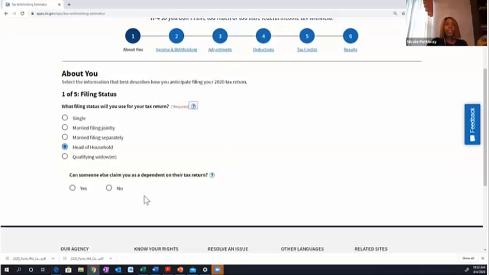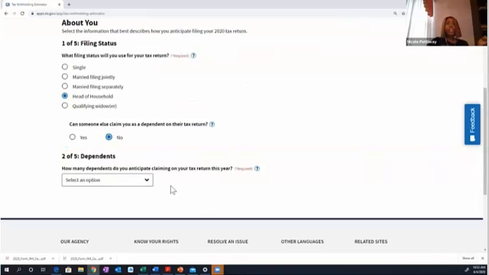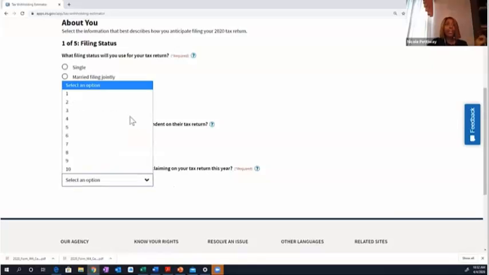So the next one is, can someone else claim you as a dependent on their tax return? In this case, we're going to say no. Number of dependents. How many dependents do you anticipate claiming on your tax return this year? In the example that I'm using, she has 2 dependents.